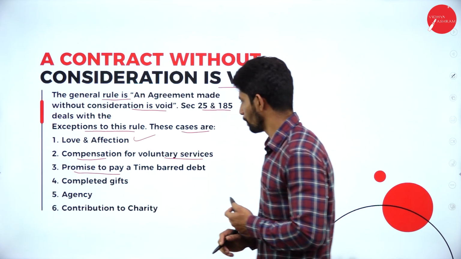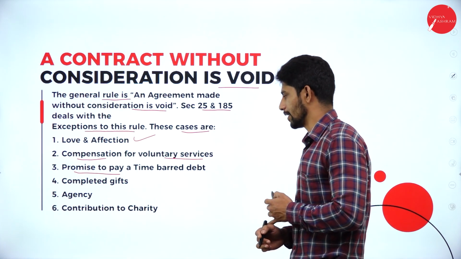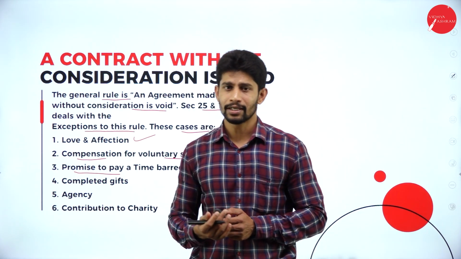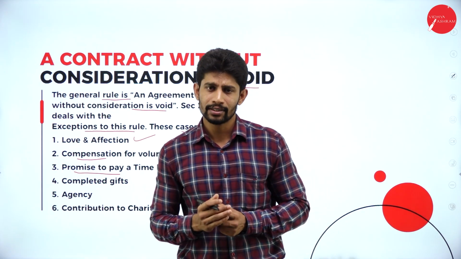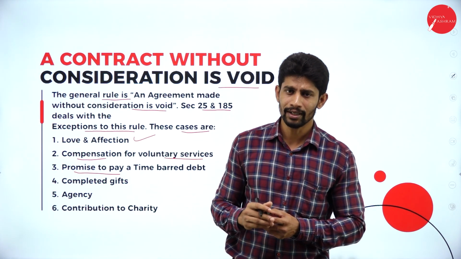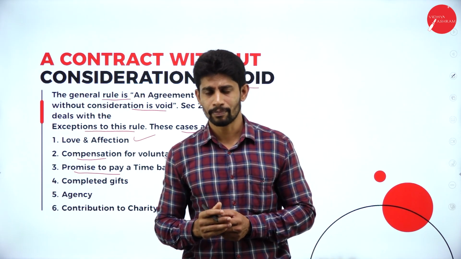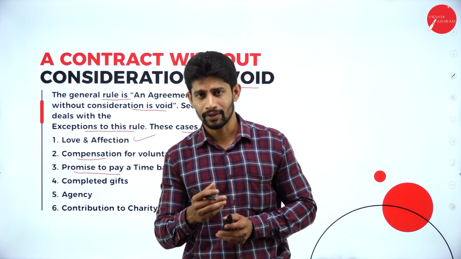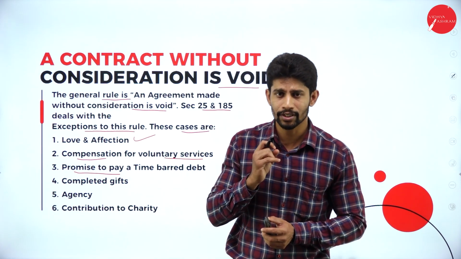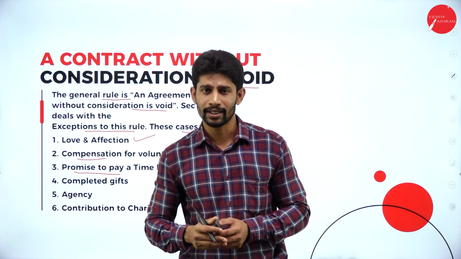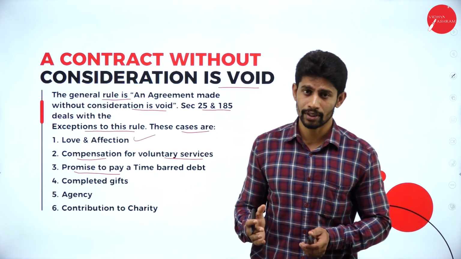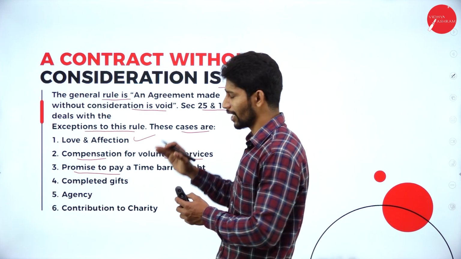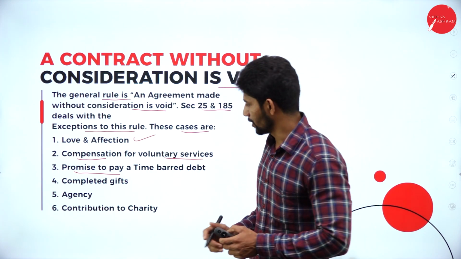Next, promise to pay a time barred debt. Sometimes you had given some loan to a person, but he failed to pay it back. You had given credit to a person, but he failed to pay back. But after a few years, he paid it. At that time also, you can call it a valid consideration.